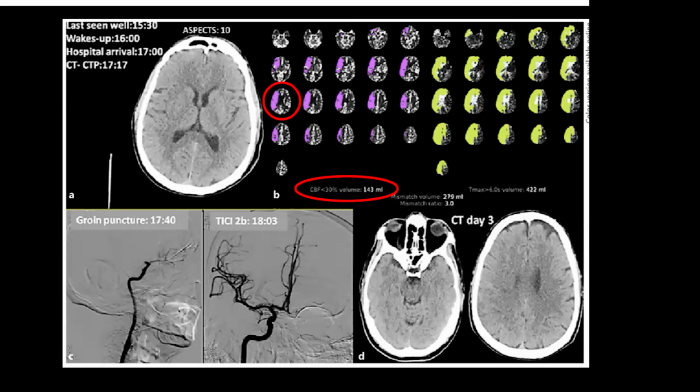This was an early window, and it looks completely abnormal. There is this huge, large area in the right MCA, which does not match with the non-contrast CT. So there is clearly a discrepancy between the non-contrast CT and the CTP. The patient was taken, there was a TICI 2B, and you can see the follow-up head CT. There is really no core. This is a really great example to show us that we have to be careful about this ghost infarct core.